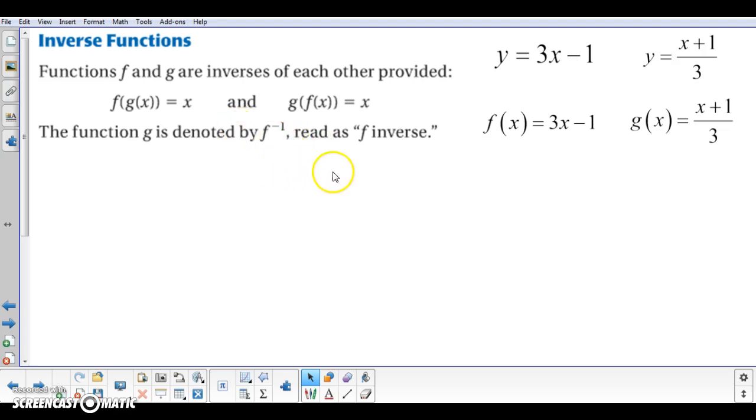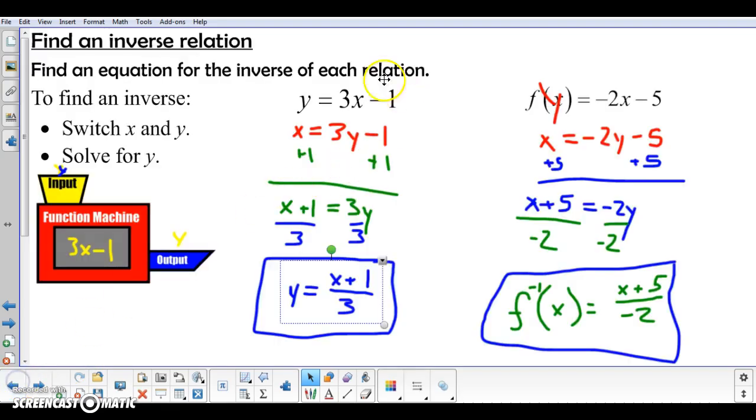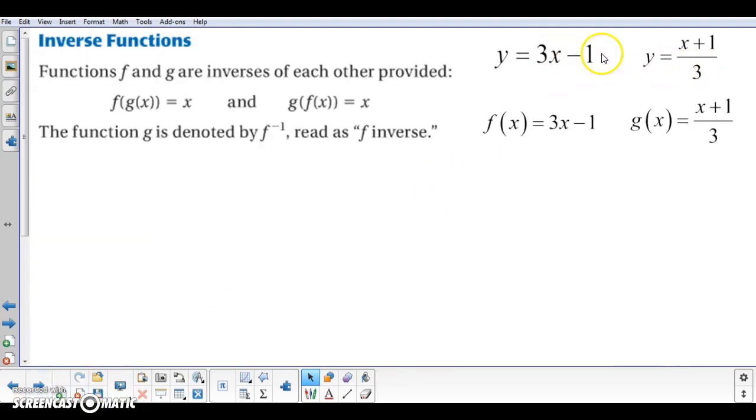To show that, we're going to use the two functions we just worked with. So y equals 3x minus 1 was a function that we just practiced finding the inverse for. Our inverse was y equals (x plus 1) over 3. So I've got those both listed here. Then I just changed the notation and called this one f of x and this one g of x for the purposes of composing the two of them.